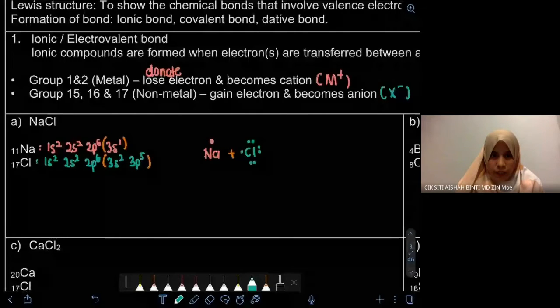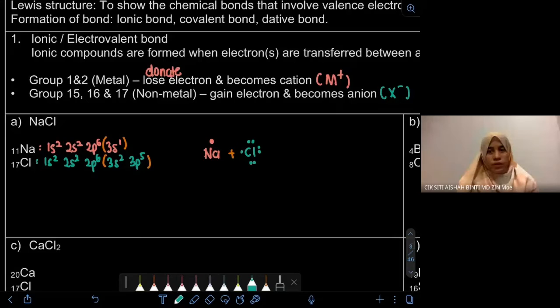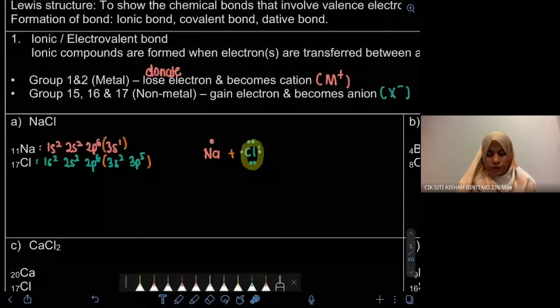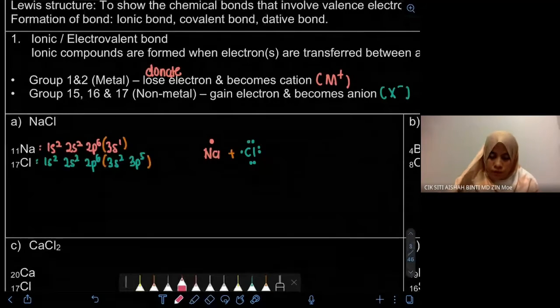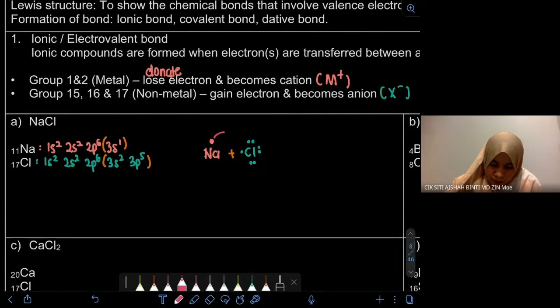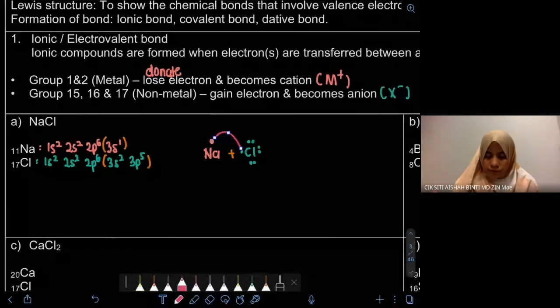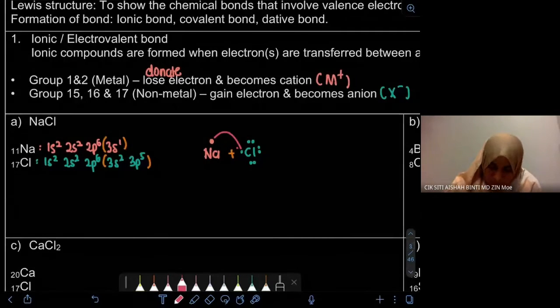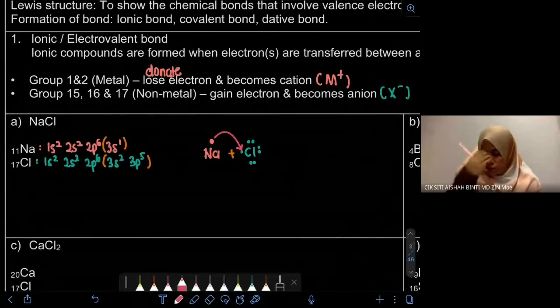For an ionic bond, electrons are transferred between atoms. So the transfer is between sodium and chlorine. What happens? Sodium is our group 1 metal, and it will donate its electron, while our non-metal in group 17 will accept the electron. So how to draw? We have to show the arrow between our sodium, going to our chlorine, to show the movement of the electron.